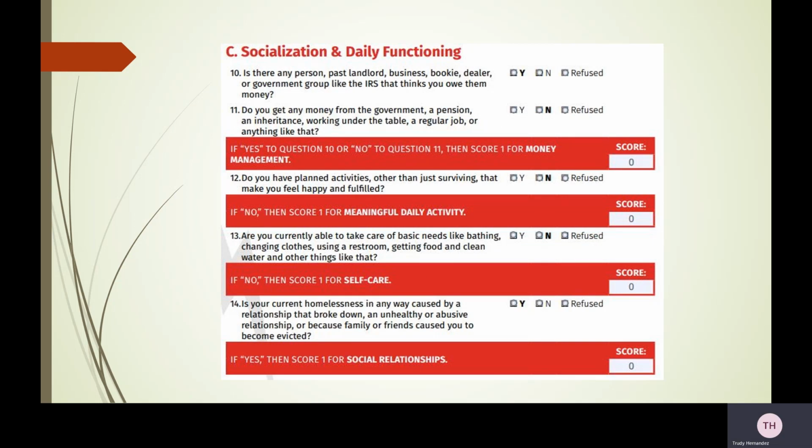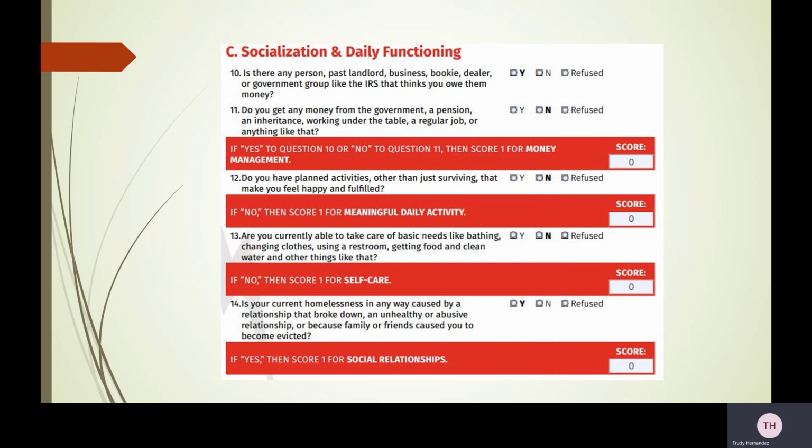So the third component is socialization and daily functioning. Is there any person, past landlord, business, bookie, dealer, or government group like the IRS that thinks you owe them money? So this is anybody who you owe money to or thinks you owe them money.